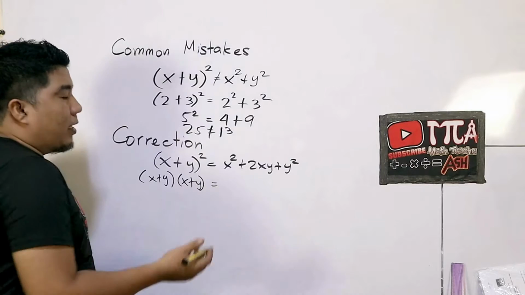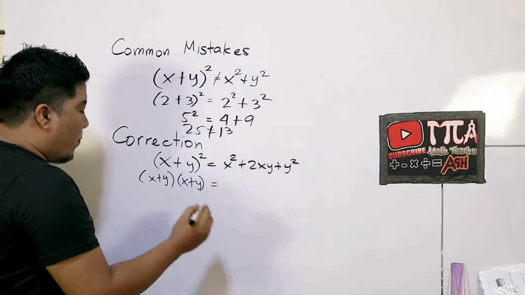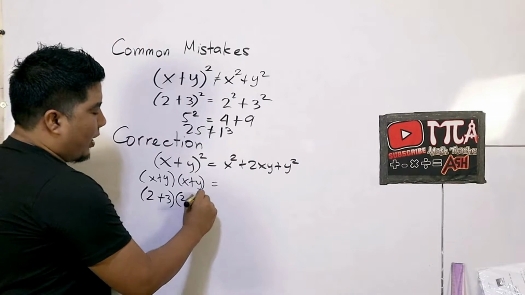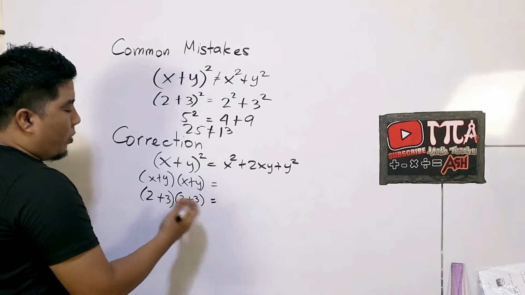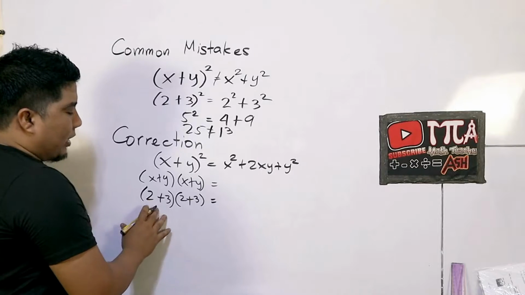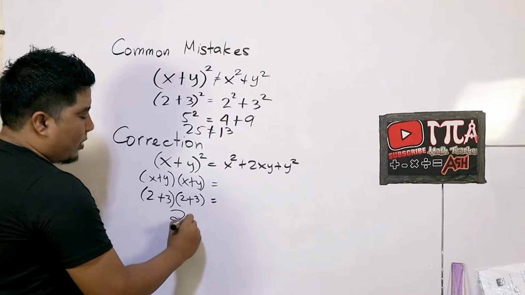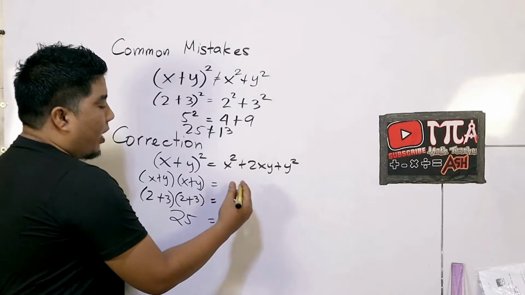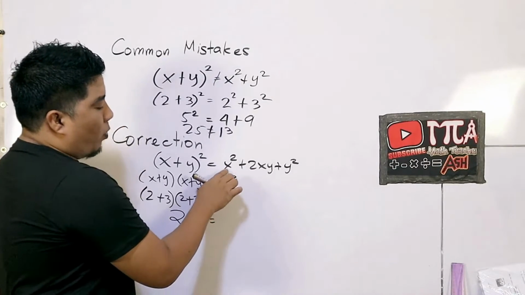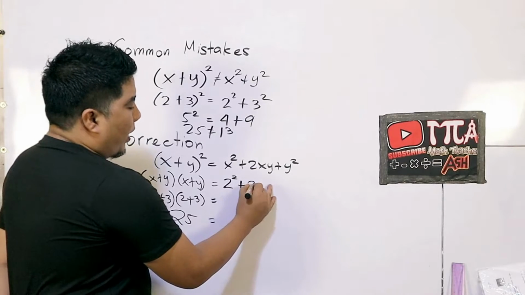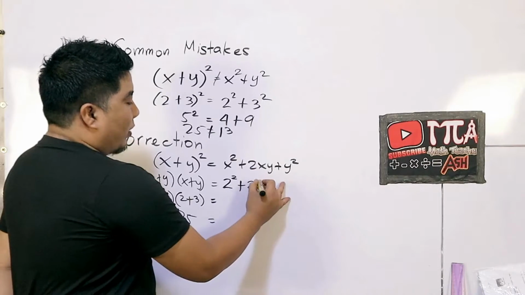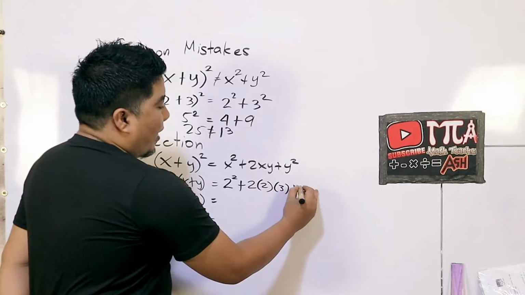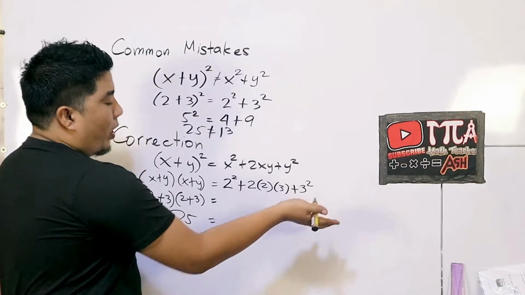Now, if we apply the 2 and 3 as our values, we have 2 plus 3. So basically, we already know the answer for this one. This is 5 times 5. So that is 25, right? Okay. Now, how about this one? If we put here 2 squared, because our x is 2, and then add it to 2 times x, that is 2, times our y, which is 3. And then we add it to our 3 squared because our y is 3.